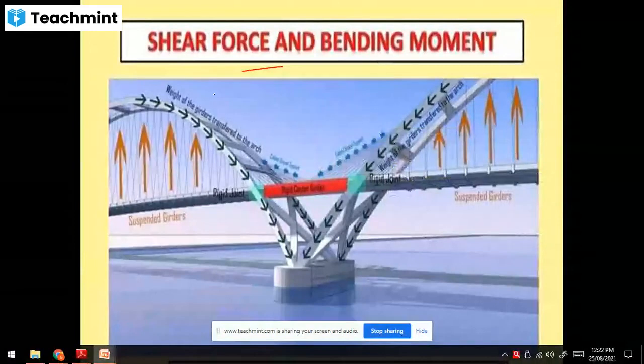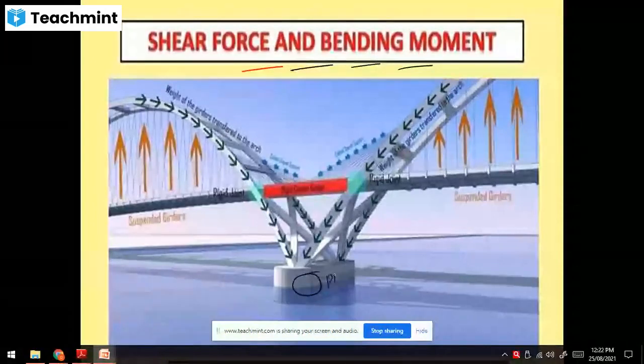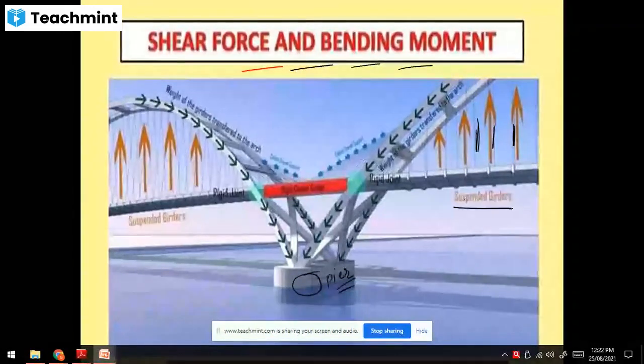So today we will discuss shear force and bending moment. Now, if you see this suspension bridge, what cables are there? Vertical cables are there. They are subjected to tension, and these cables are anchored to the suspension girders.